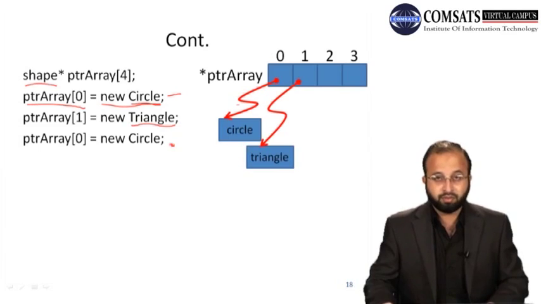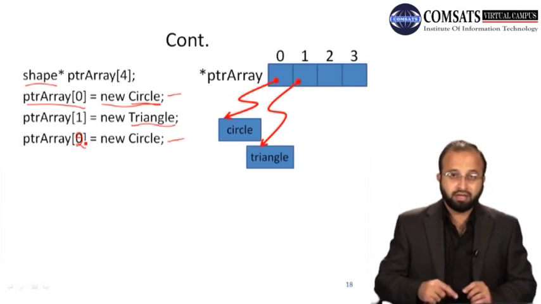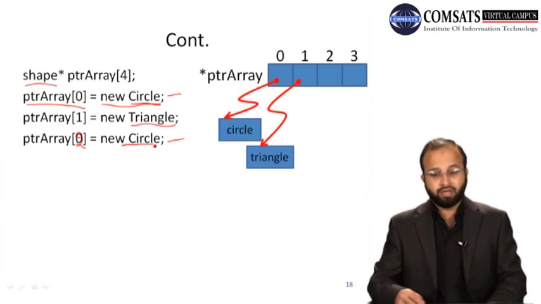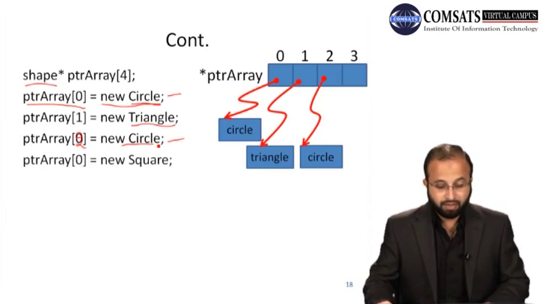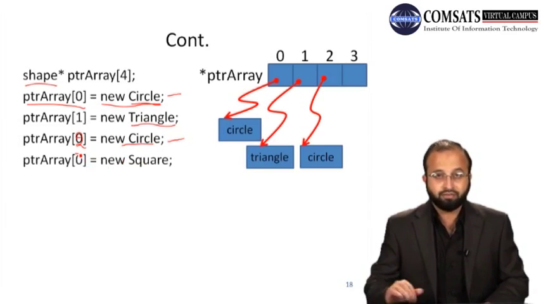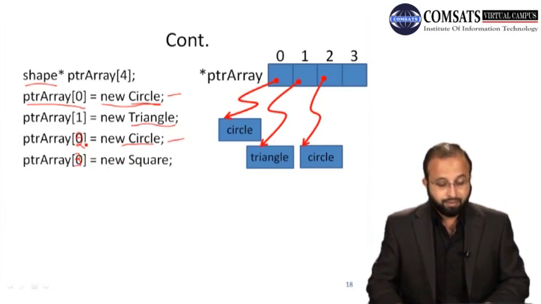इसका मतलब है कि 0th index पे हमारे पास एक एड्रेस आ जाएगा, एक ऐसी लोकेशन का जहाँ पर हमारे पास सर्कल टाइप का ऑब्जेक्ट मौजूद है. Now ये किस तरह से पॉसिबल है? Because circle is a derived class of the shape class. So जरूरी नहीं है कि आप यहाँ पर हर ऑब्जेक्ट शेप क्लास का भी बनाएं, आप derived class के ऑब्जेक्ट भी बना सकते हैं. Then ptr array 1 is equal to new triangle.